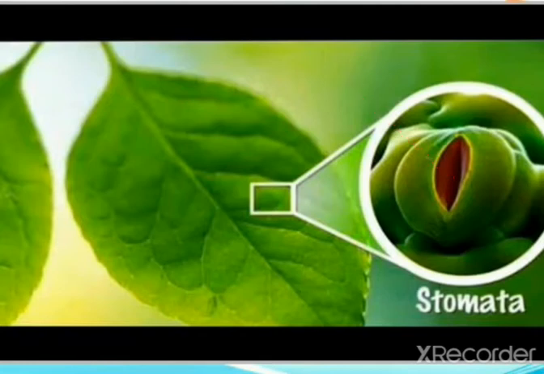Usually, the stomata of leaves are surrounded by a pair of kidney or bean-shaped cells. These cells are called guard cells. These guard cells only contain chloroplast, whereas other epidermal cells do not contain chloroplast.